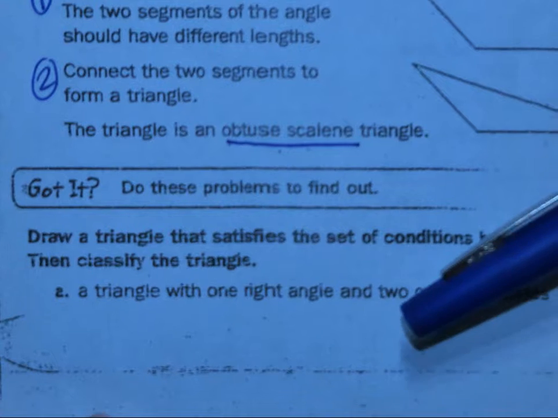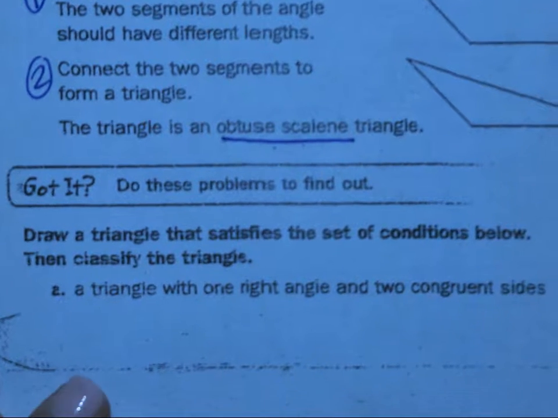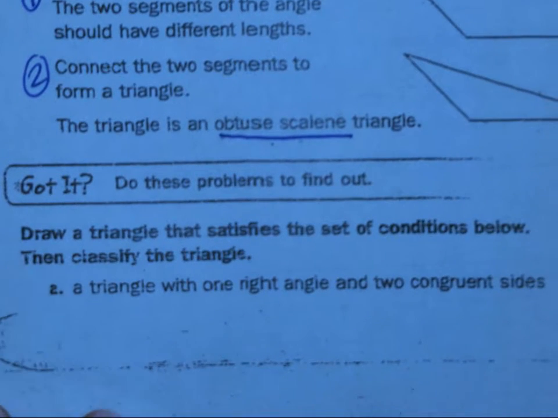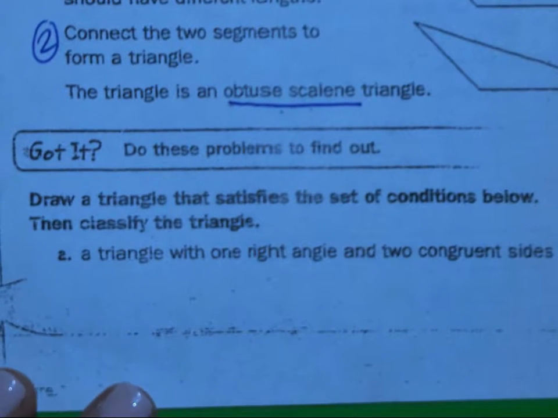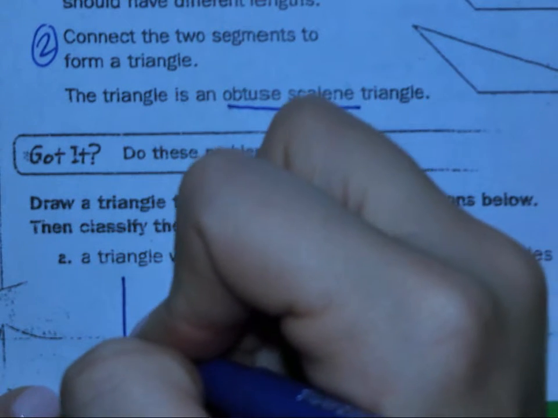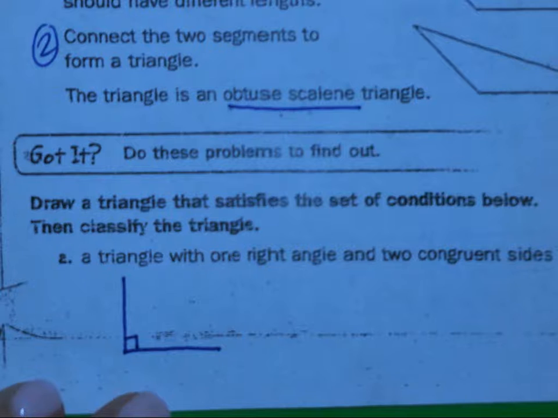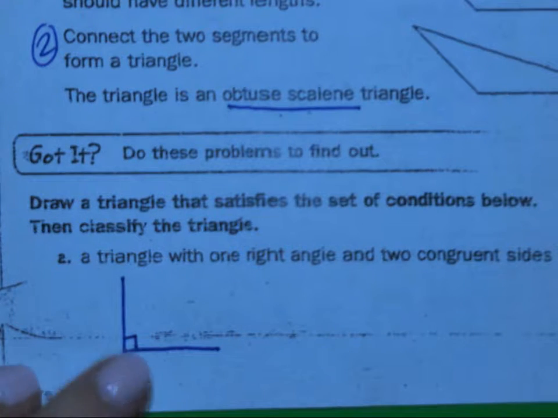Okay, so example A, they want us to draw a triangle that satisfies the set of conditions below and then classify. A triangle with 1 right angle and 2 congruent sides. Okay, so if I know it has a right angle, it has to form an L, right? So the first thing I want to do is go ahead and draw that L. And I'm going to put that square right there to indicate that it is 90 degrees. Okay. So now I need to connect my two endpoints.